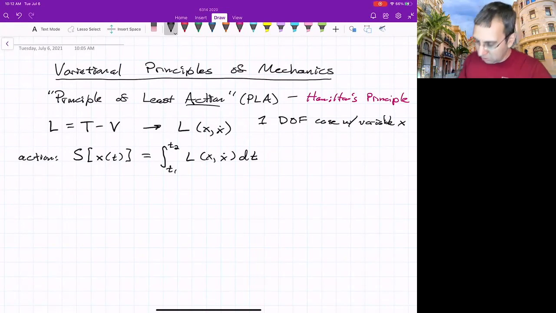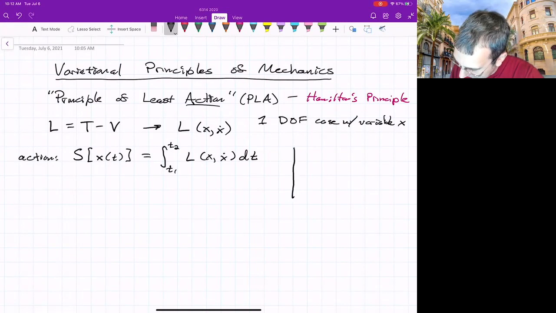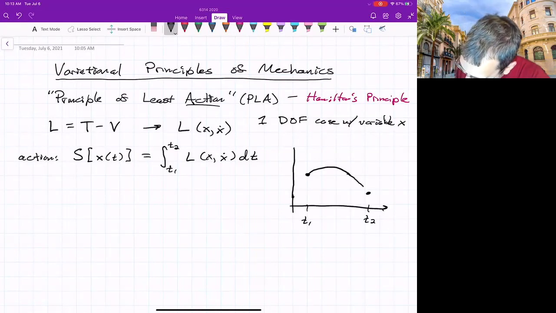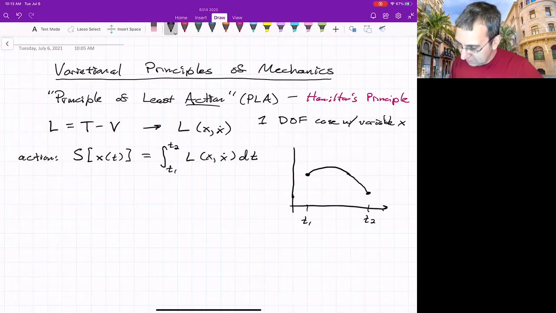If I have a curve x, let me just draw it, schematic between 2 times, and I've got some starting point and final point. There will be some curve, right? This is x. So that's x of t. And from x of t, since you know where it is in time, you could calculate x dot, and you could populate this function L and calculate this integral.